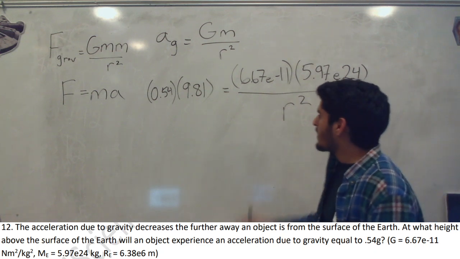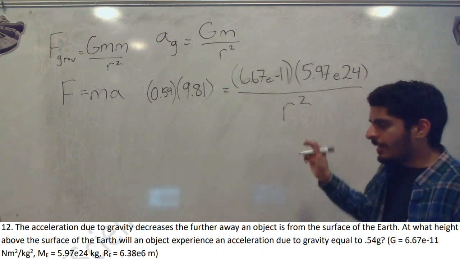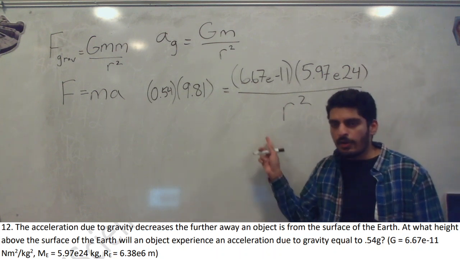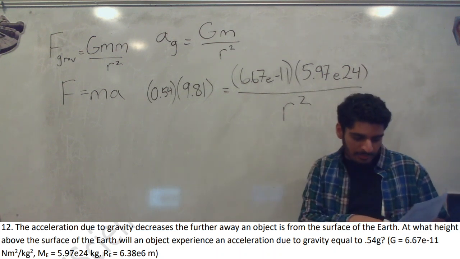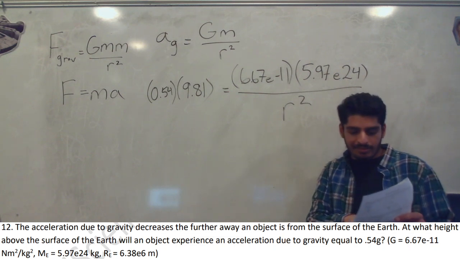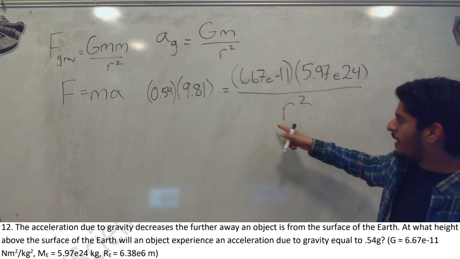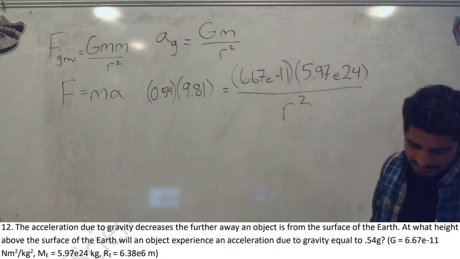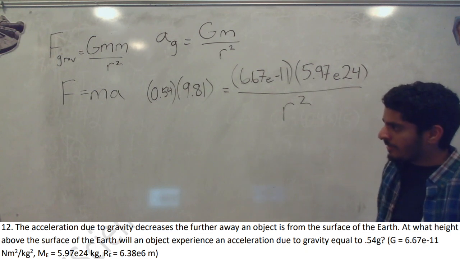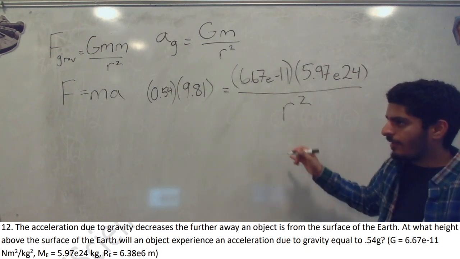And the reason for that is this value of r that we get here, I'm guaranteeing you right now that it will not be the radius of the Earth value of 6.38 times 10 to the 6th that's listed in our problem. It will not. It is not going to be that value in particular.